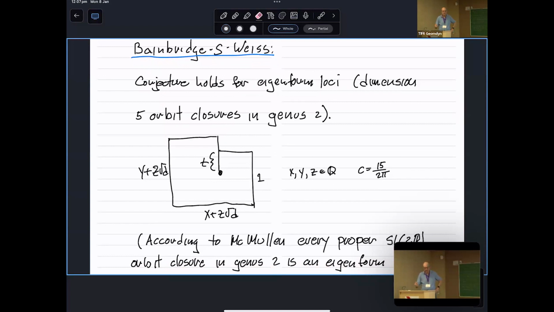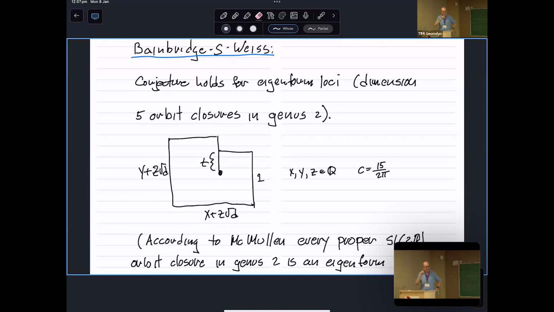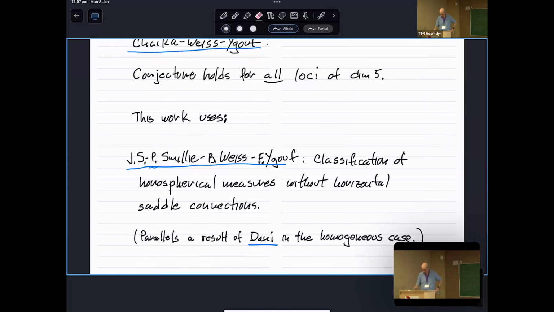Here the conjecture is true. This is joint work with Matt Bainbridge and Barak-Weiss. The calculation of the constant in this case is solely the work of Matt Bainbridge. So that means that the conjecture is true for every proper locus in genus 2.